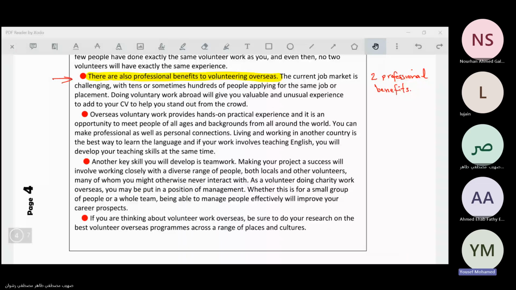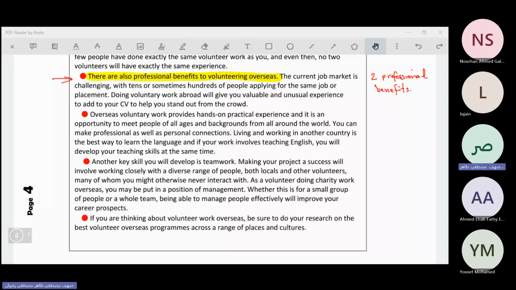So, first, we could say it's an opportunity to meet people of all ages and backgrounds from all around the world. Yeah, Yusuf, he's asking here about the professional benefits, not the personal benefits. Oh, sorry. Doing volunteer work gives you valuable and unusual experience to add to your CV. Excellent. This is one. Adding unusual work to add to your CV.